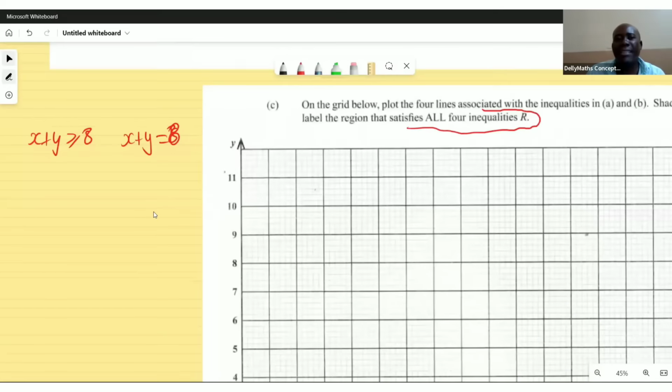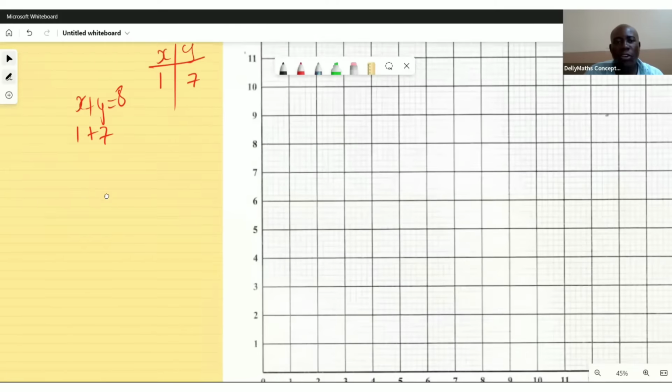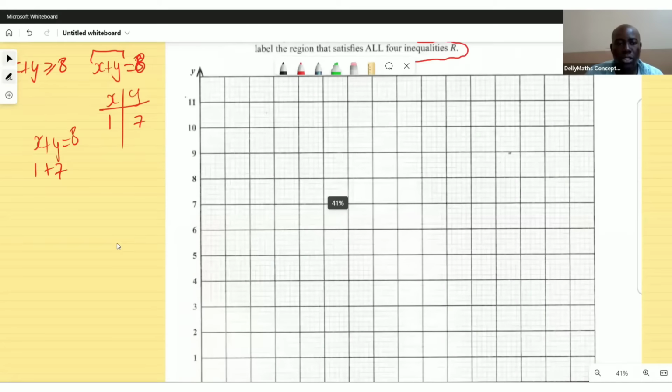I want you to understand that this is as simple as it is. Any X value plus any Y value that gives 8 is a point on the line. Some people might just use substitution: if X plus Y equals 8 and X is 1, then Y must be 7, because 1 plus 7 is 8. So I could plot the point (1, 7). I could plot (7, 1) as well. There are so many ways to get 2 points here.